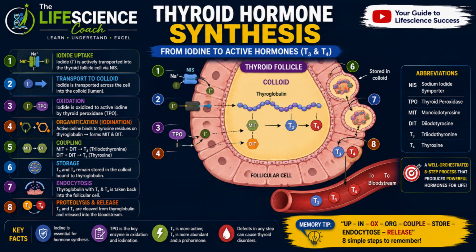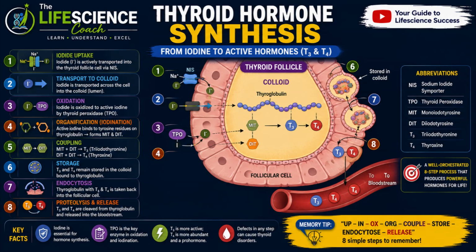The first step is iodide uptake, where iodide ions from the bloodstream are actively transported into thyroid follicular cells through the sodium iodide symporter, often abbreviated as NIS. Next, the iodide is transported into the follicular lumen, also called the colloid. Here, the enzyme thyroid peroxidase, TPO, converts iodide into active iodine through a process known as oxidation.